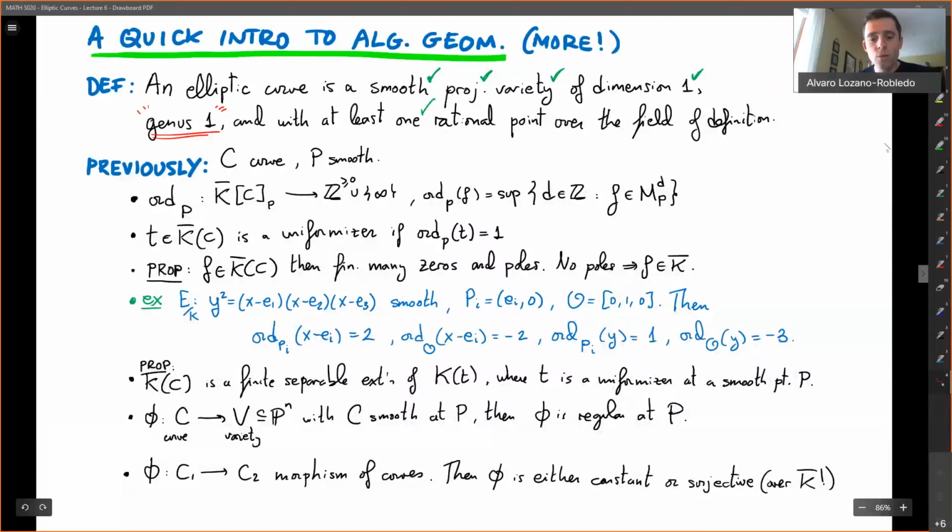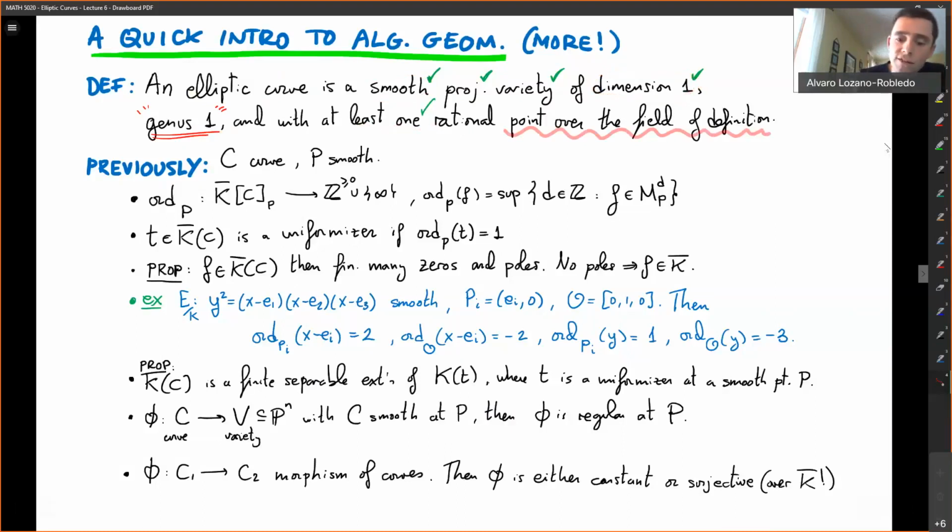Welcome back. We're going to continue once again with our introduction to algebraic geometry. Just remember that the goal here is to define enough terms to define elliptic curve. So an elliptic curve being, we know what a projective variety is. We know when those are smooth. We know now the dimension has to do with the transcendence degree of the function field, and we know when there is at least one rational point over the field of definition of the curve.